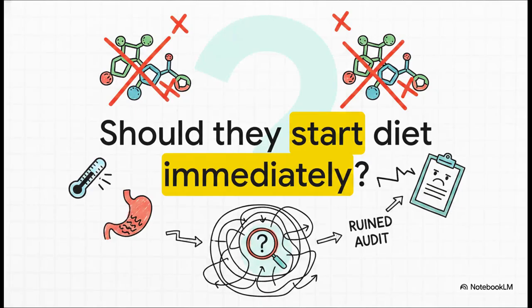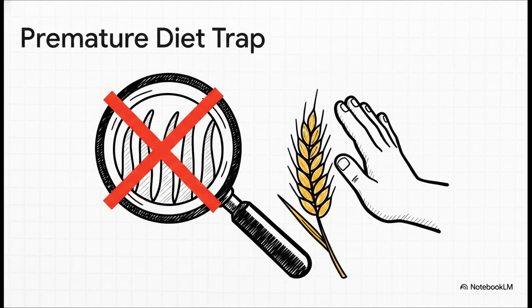Now, let's say you suspect celiac disease based on the patient's history. The big question arises: should the patient start a gluten-free diet immediately just to see if their symptoms improve? Well, here lies our final dumb mistake. It's an incredibly common clinical trap that will literally ruin your entire diagnostic audit. The premature diet trap is super dangerous.